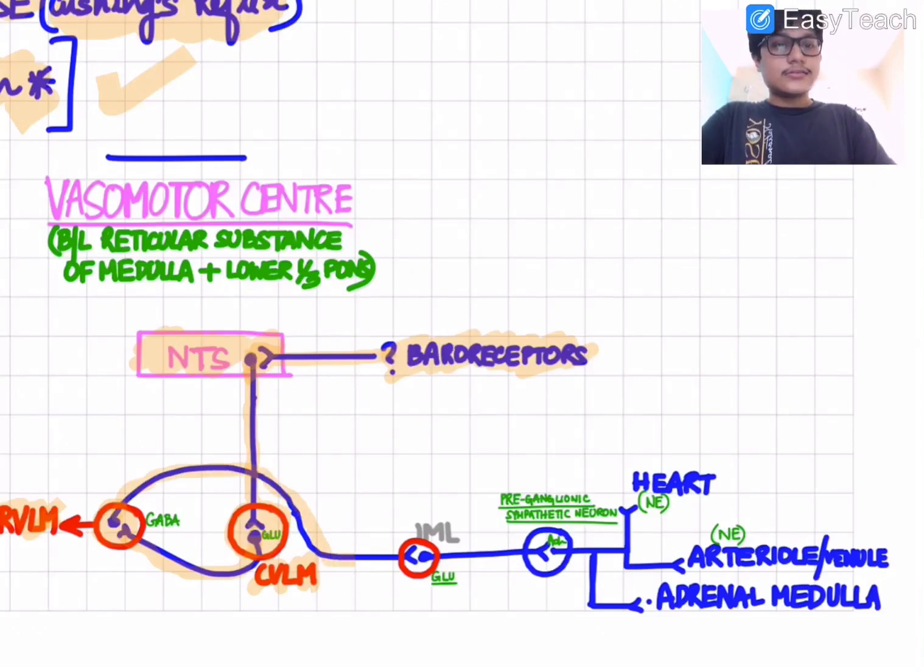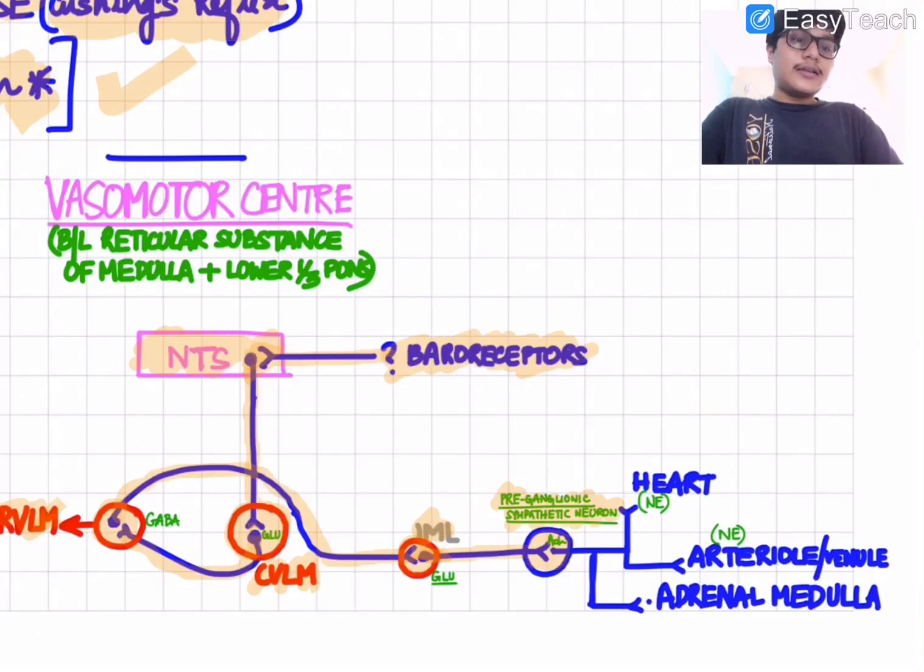arise, again, glutaminergic neurons, which supply portions of the spinal cord, which is referred to as the intermediolateral cell column. It's essentially the intermediolateral cell column of the thoracolumbar region, and an outflow or an efferent from the intermediolateral cell column will stimulate the preganglionic sympathetic neurons.